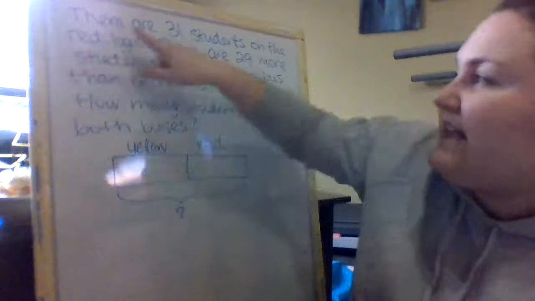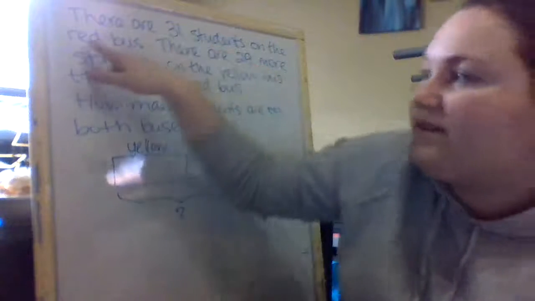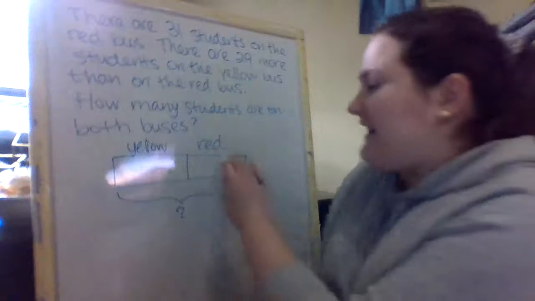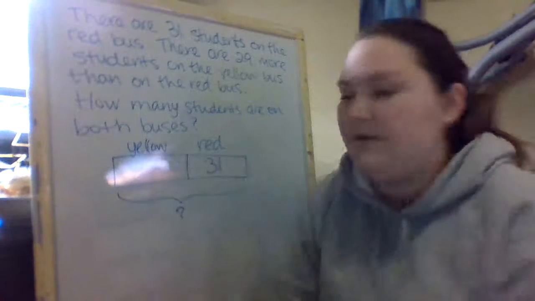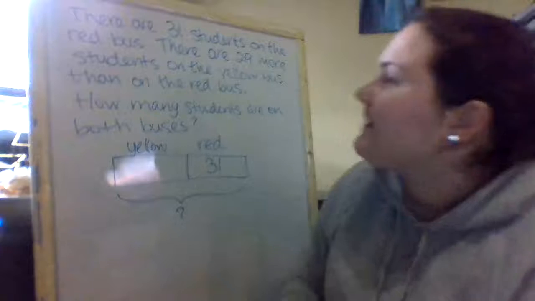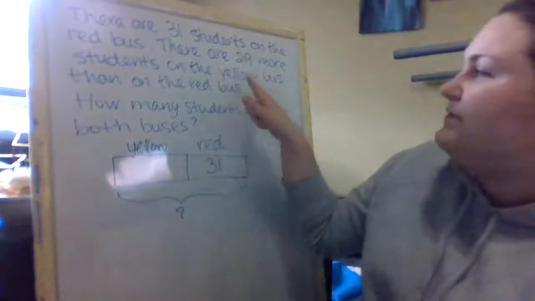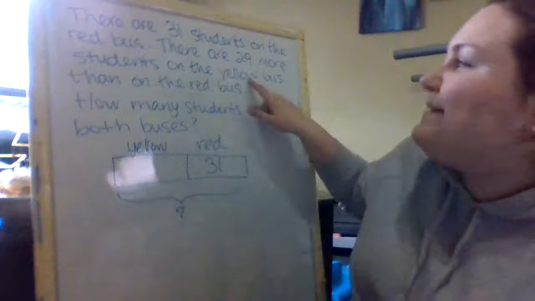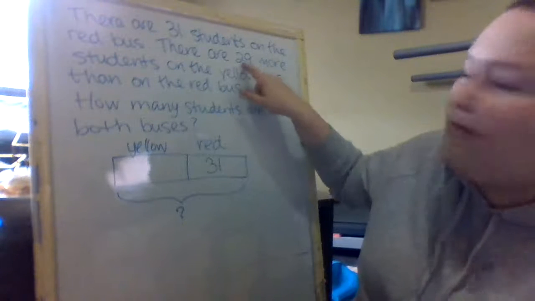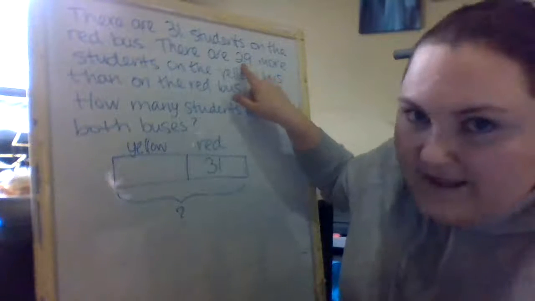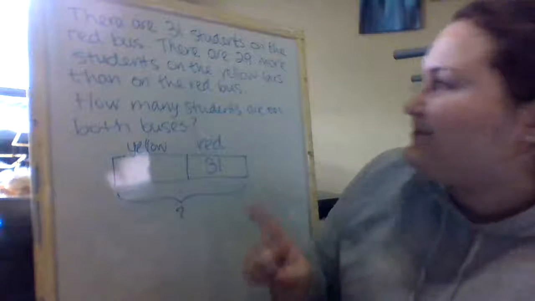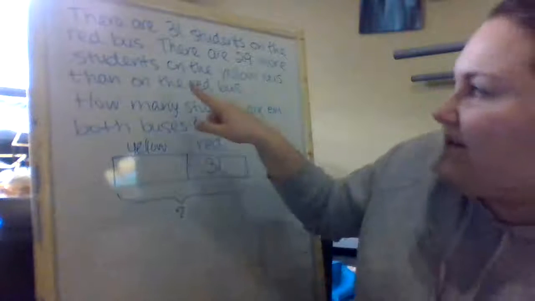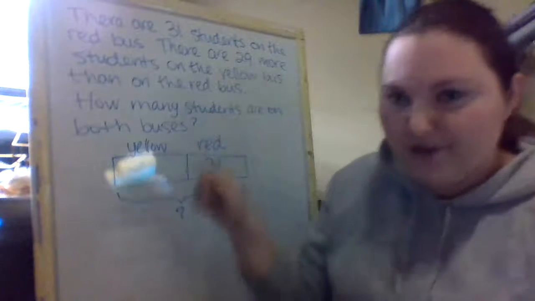So I see they told me there are 31 students on the red bus. Under red, I can go ahead and I can say there are 31 students there. The other thing they told us is how many students are on the yellow bus. Now, they didn't exactly tell us. Sometimes it's tempting for students to say, 29 students, 29 on the yellow bus. But it didn't say 29 students on the yellow bus. It said 29 more students on the yellow bus than on the red bus.